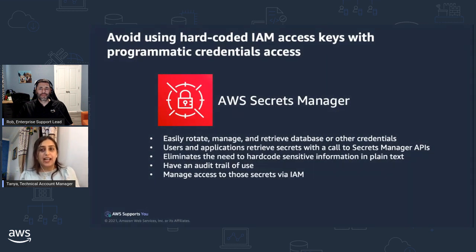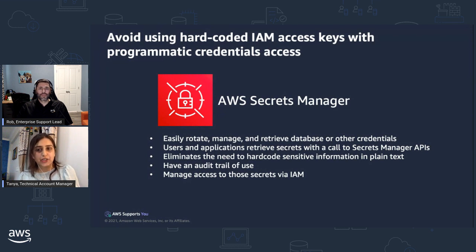Avoid using hard-coded IAM access keys with programmatic credential access. So what to do in that case? If you have a need to pass credentials in your application, we recommend our customers make use of AWS Secrets Manager. AWS Secrets Manager is a service that allows you to easily manage the rotation of your credentials in your environment, and thus easily rotate, manage, and retrieve the databases or other credentials for your application without embedding them in your application itself. Thus, it also eliminates the need to hardcode the sensitive information in plain text.